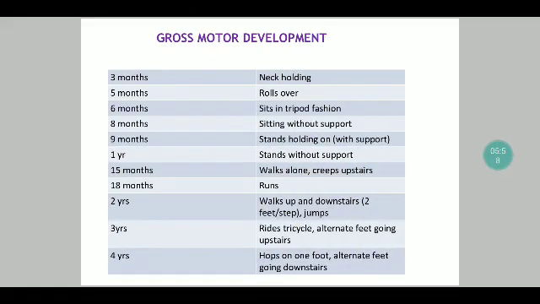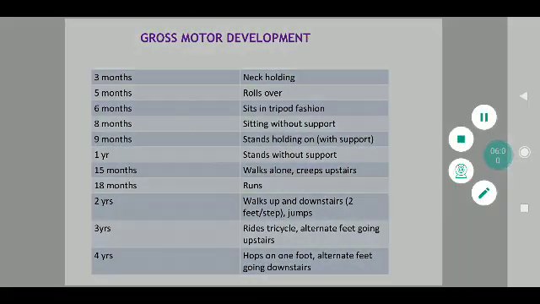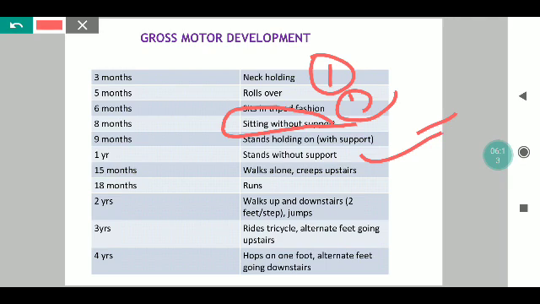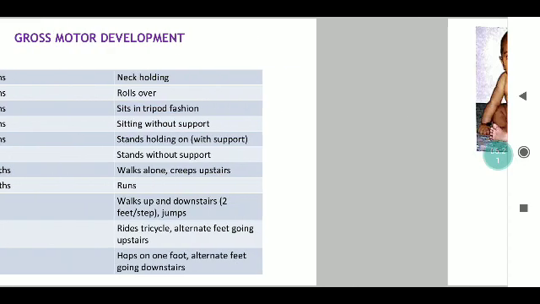So a simple way of recollecting is a newborn does not have neck holding, so neck holding should be the first one that comes, followed by which a child is able to sit with support, without support, stand with support, stand without support, subsequently walk, run and hop. In that sequence you can recollect all the milestones at the appropriate age.